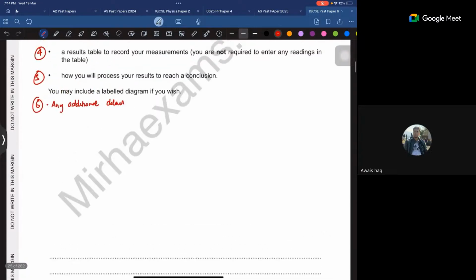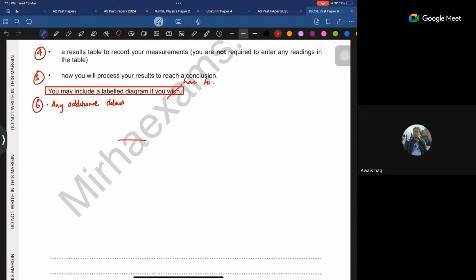Now, just like when your parents say you may wish to do something, that actually means you have to do that. So let's suppose your mom says you may make up your room. But what she actually means is you have to make up your room. So that's what examiners do as well. They say you may wish to include the diagram, but actually you have to. So let's have it.